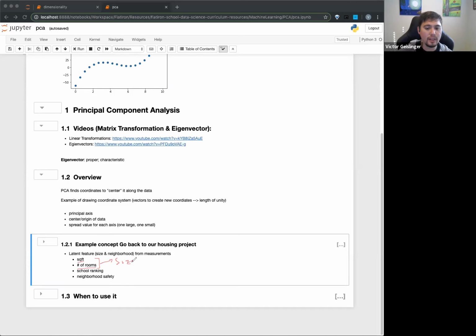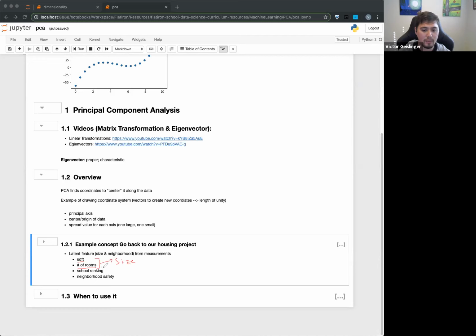So you can imagine, if I were to think of the square footage, the number of rooms, maybe even how big your yard is, that would give some concept of the size of the house, right? This component, this feature, doesn't really exist, at least in this data set. It's not there. But you can imagine if we increase the square footage, we'd also increase the number of rooms. So that would give us a size part.